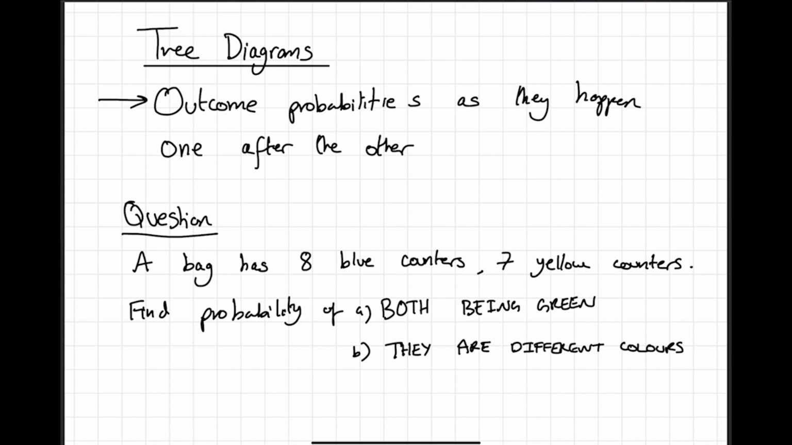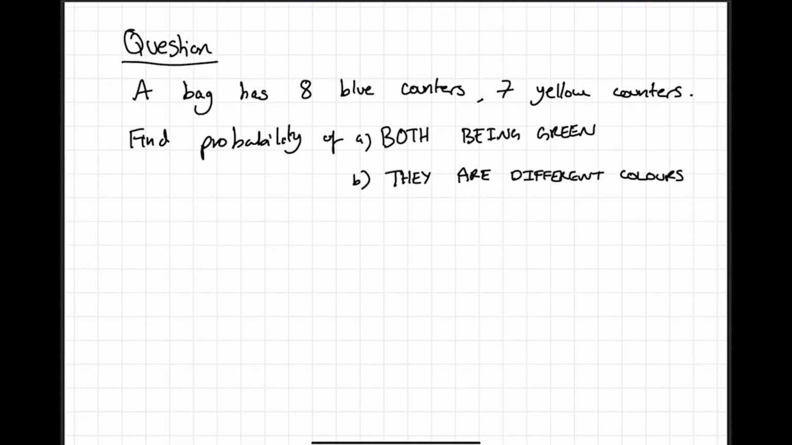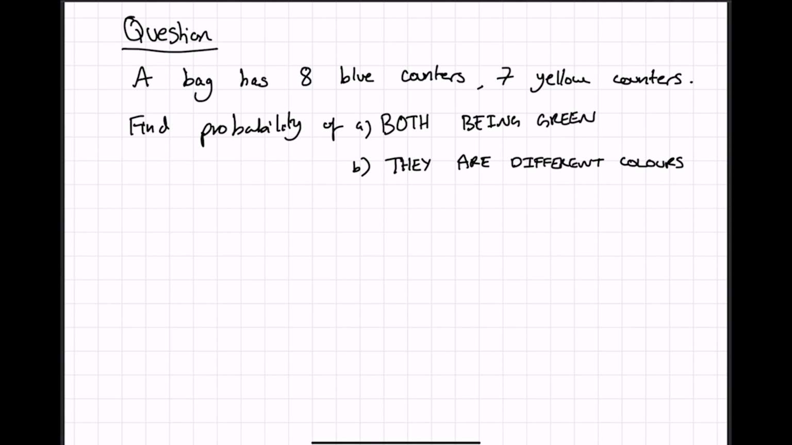I guess the easiest way to go through this is just to go through examples. So a bag has 8 blue counters and 7 yellow counters. So straight away I can say there are 15 counters in total. Let's write that as a note.